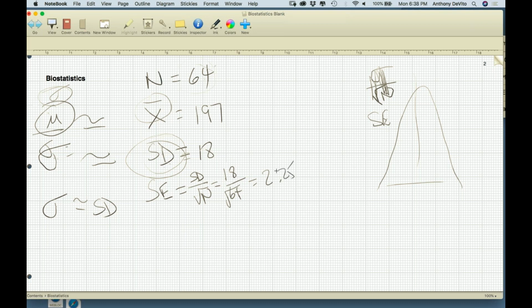2.25, right? Now, we know that's not really true, don't we? It's a little bit of an error in there. It was really 2.5. And if we knew what the population was, it would have come out 2.5. Sigma for the population would come out 2.5. So now we got a problem.